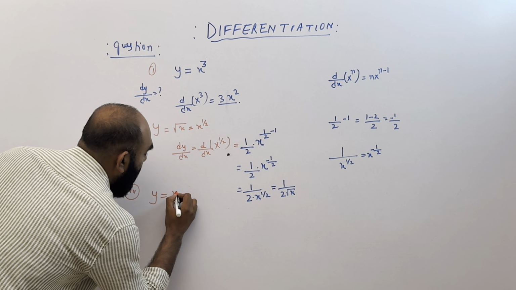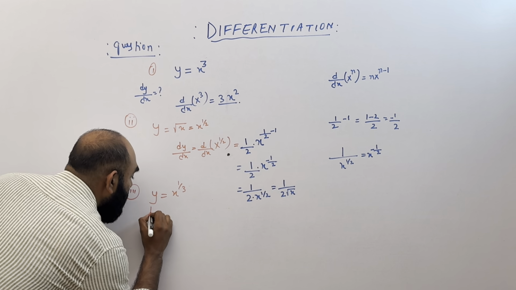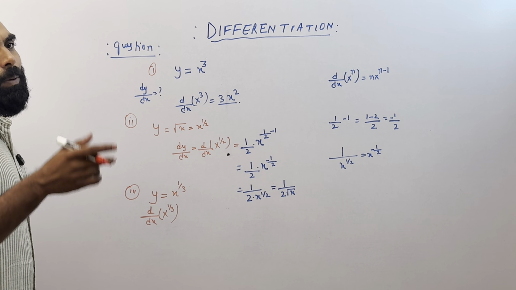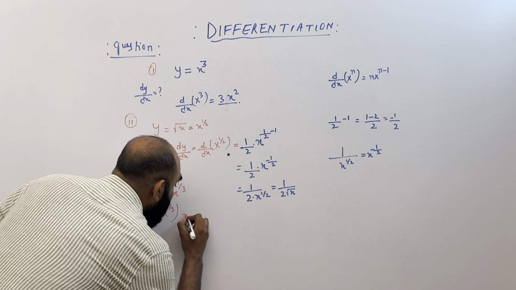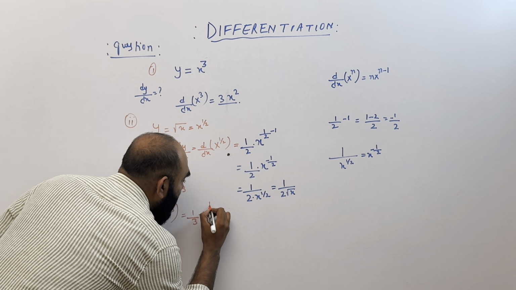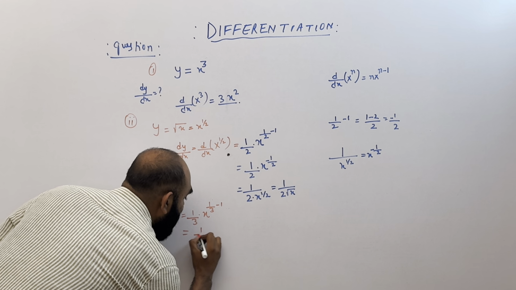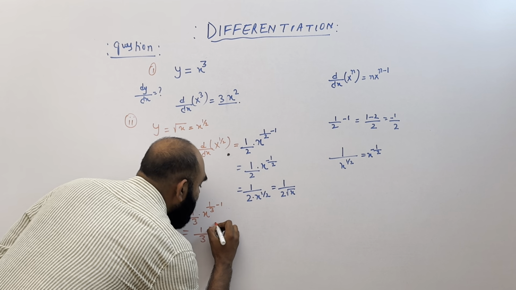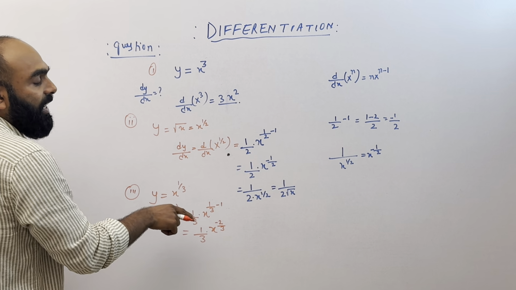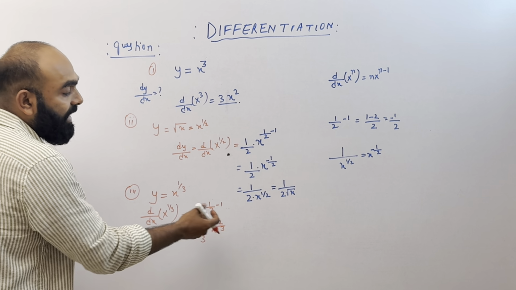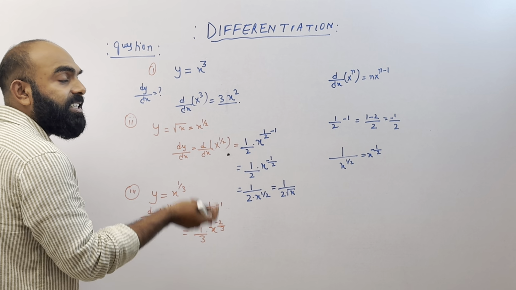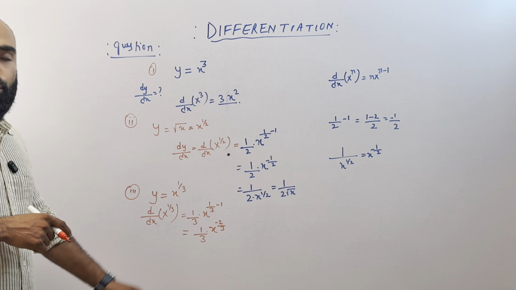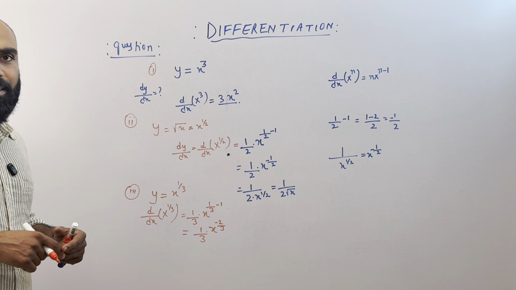Sir, if it is written like this, y is equal to x to the power 1 by 3, now what will I do? d by dx of x to the power 1 by 3. This is again in the form of x to the power n, and the derivative of x to the power n is n into x to the power n minus 1. So 1 by 3 into x to the power, if you take the LCM, 1 minus 3, minus 2 by 3. If it is written in the numerator, I can take it to the denominator. If it is in the numerator, it is with a minus sign, so when it comes to the denominator, it will have a plus sign.